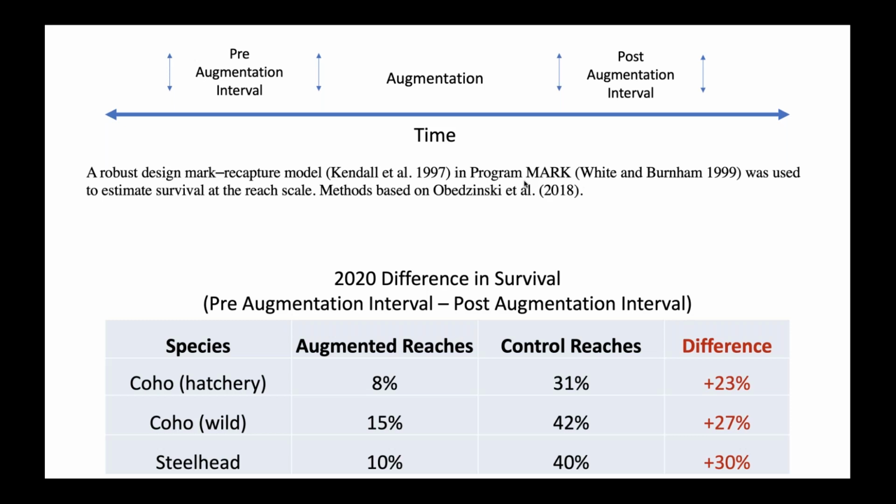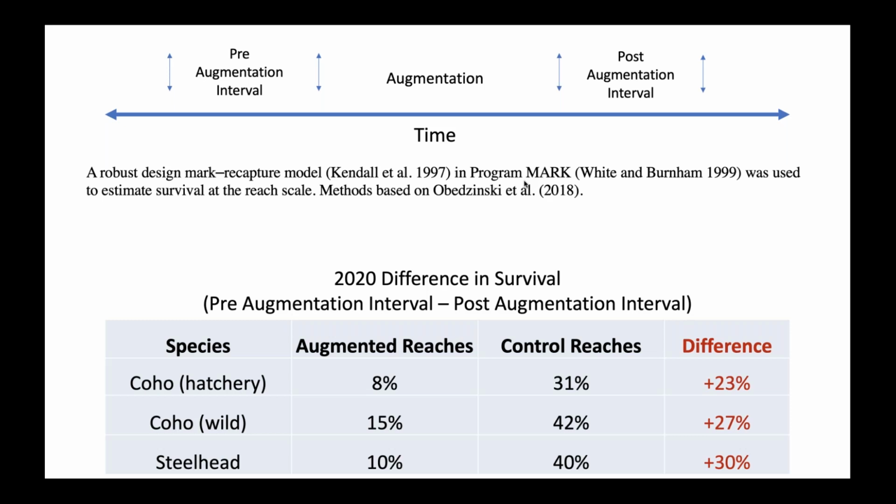So what we noticed was in 2020 that we took the difference in survival before augmentation and after augmentation, and we found that for wild and hatchery coho as well as wild steelhead, there was between a 23 and 30% increase in survival in the augmented reach during the dry year of 2020. Now, we haven't worked that up for 2019. It's a very positive finding that we're excited about. We expect that in 2019, because it was a wetter year, ambient survival was probably higher. This effect will probably be less, but we don't know yet. So we're excited to look that up.